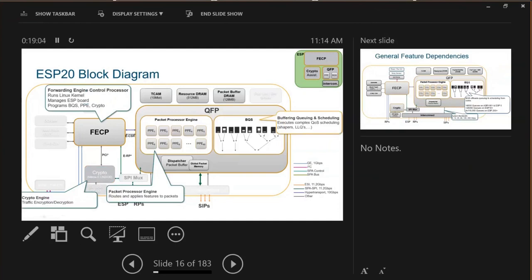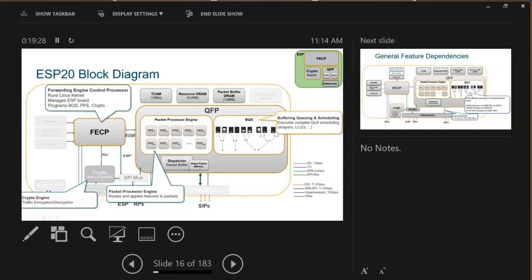PPEs are the packet processor engines. Each of these will have its own threads running, and each of those threads will be handling different packets. Once the packets are processed, they'll be put into this packet buffer here. It will again be 128 MB. Once the packets are put into packet buffer DRAM, they'll be ready to be sent out.